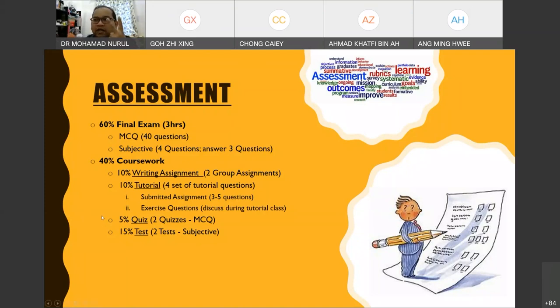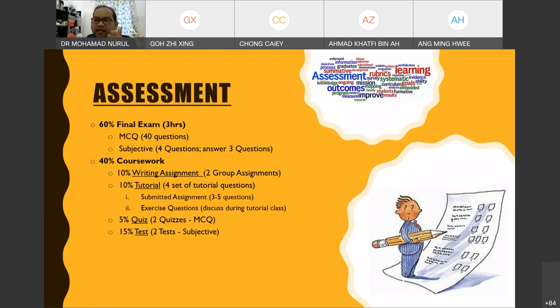You have 2 hours to answer 4 questions. From the 4 questions, you have to answer 3. I guess it will take around 40 minutes per question. And lastly, 40% for the coursework. This is quite important. Make sure you cover as much as you can. The coursework will save you from failing.